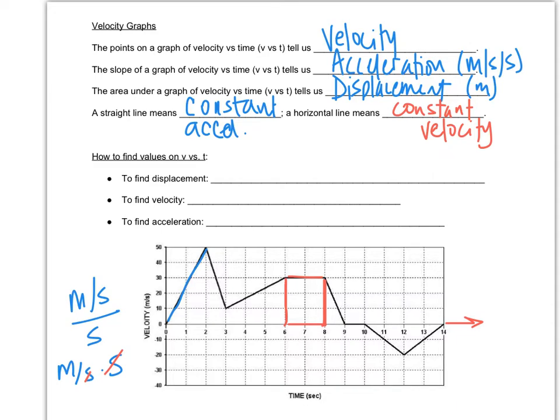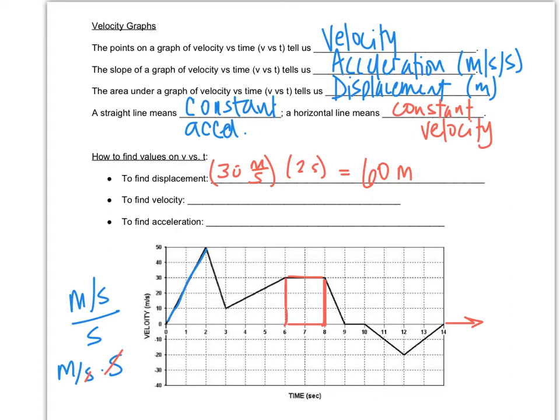It looks like it's 30, but that's 30 meters per second. Notice I'm not just counting boxes. I am using the scale to help me out here. So 30 meters per second. And then along the time axis, it's from 6 to 8 seconds. So that's 2 seconds. And putting my units in really helps me recognize that this is a displacement, 60 meters.